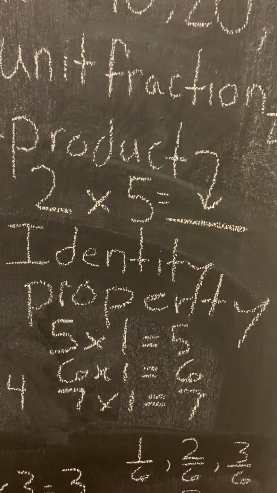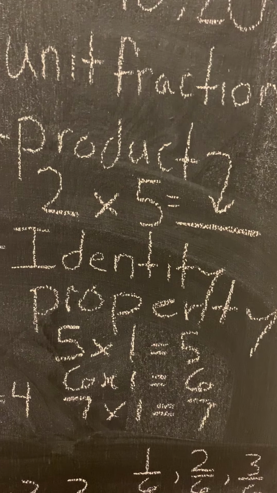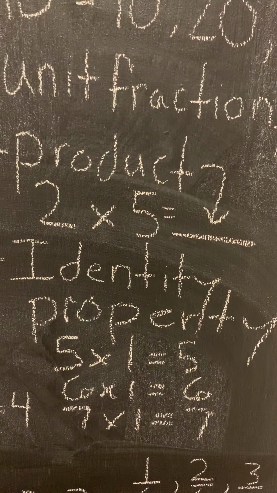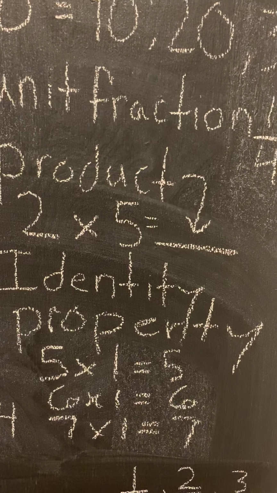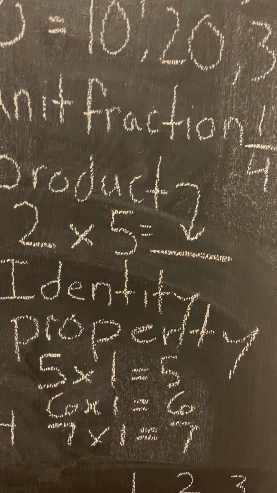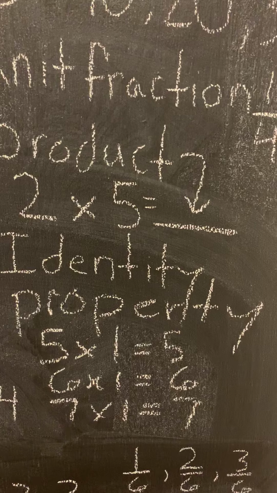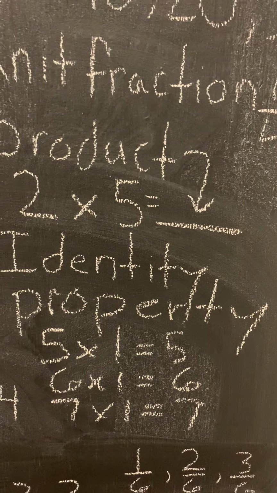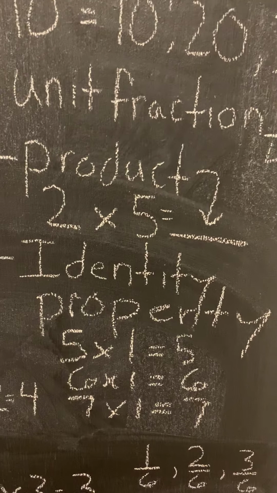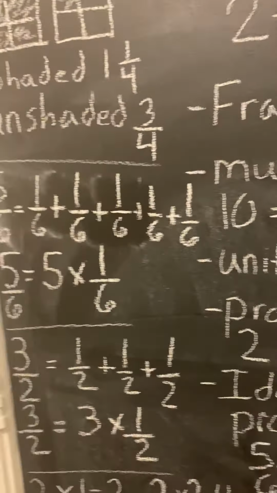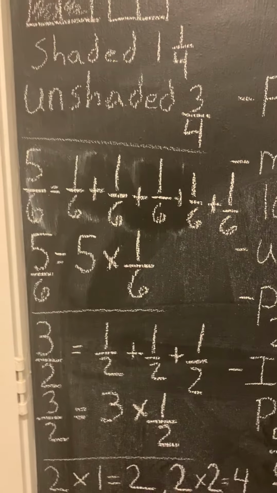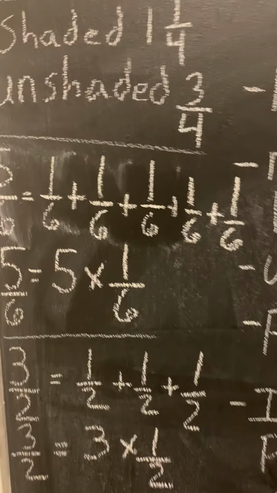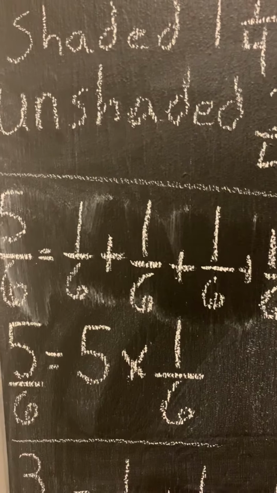And then lastly, the identity property. Identity property is basically any number times 1 is itself. 5 times 1 is 5. 6 times 1 is 6. 7 times 1 is 7. Any number times 1, the answer is itself, right? All right, now let's look at 8.1. The first thing that they do in 8.1 is they're introducing you to multiplying fractions, okay?